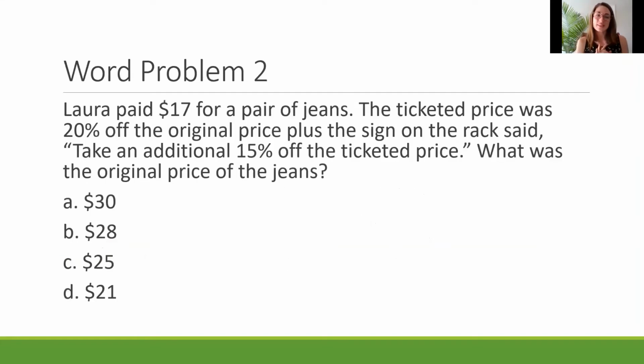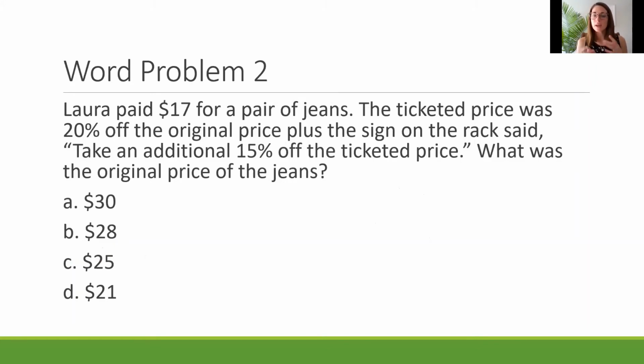Word problem 2 says, Laura paid $17 for a pair of jeans. The ticketed price was 20% off the original price, plus the sign on the rack said, take an additional 15% off the ticketed price. What was the original price of the jeans?